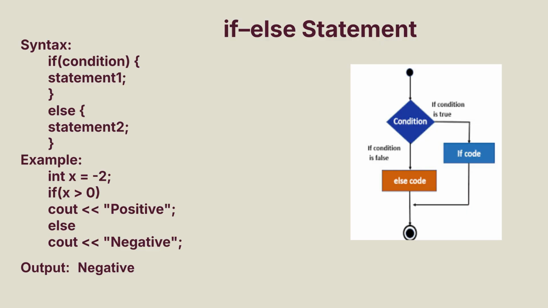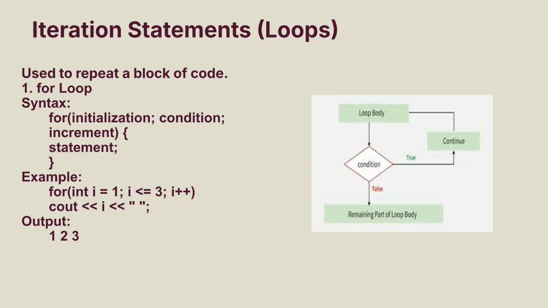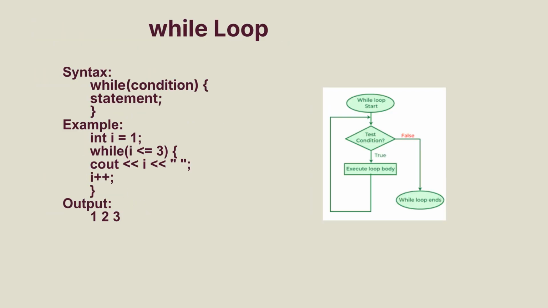If the condition is true, statement 1 executes. If false, statement 2 in the "else" block executes. Iteration statements, or loops, repeat a block of code. The for loop includes initialization, a condition, and an increment step to control the repetition. The while loop executes a statement repeatedly as long as its condition remains true. You can see the syntax and an example here.